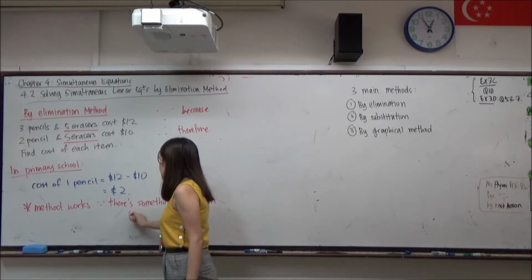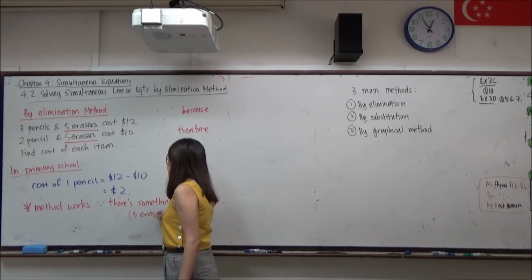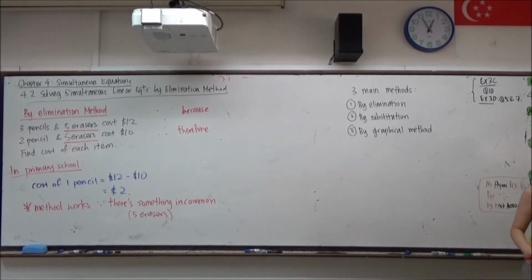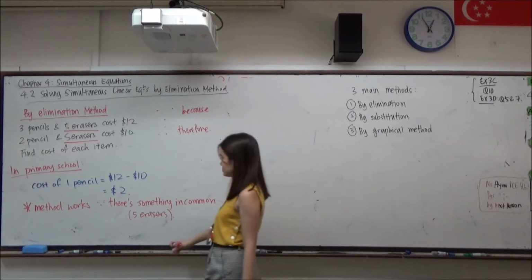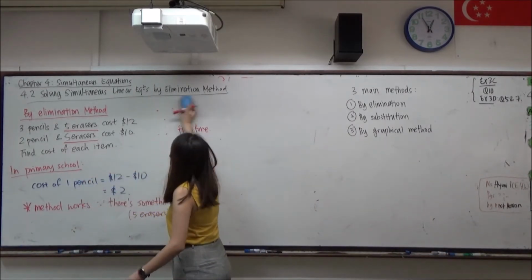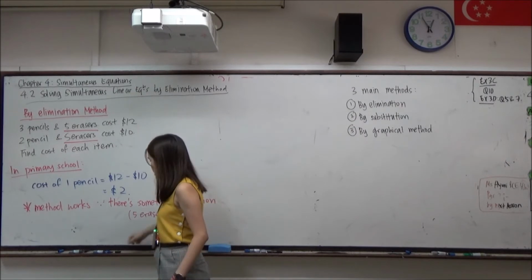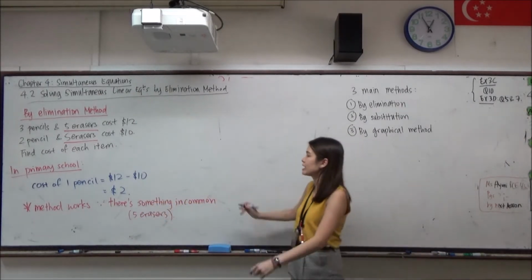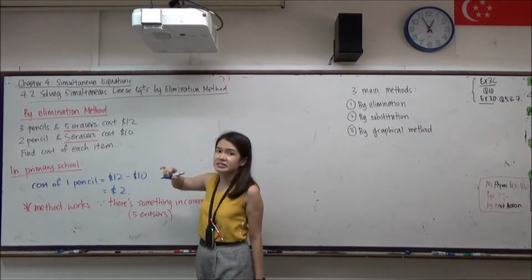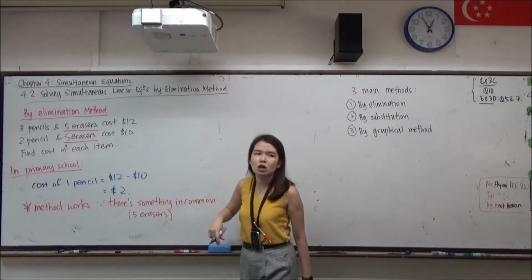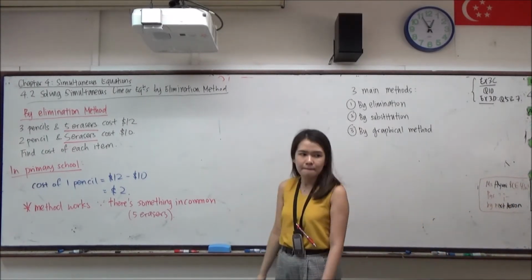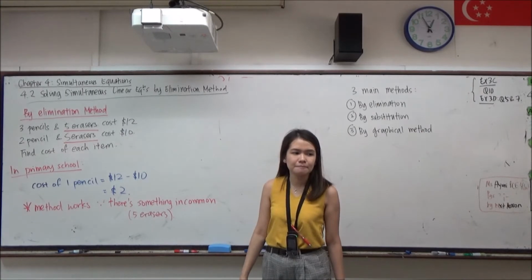And that is the 5 erasers for this question. Okay? Then upon being able to find the cost of 1 pencil already, we can find the cost of the eraser. How do I go about finding the cost of 1 eraser? Yes, Ryan. You add up the pencil cost, then you use the total amount minus the eraser.